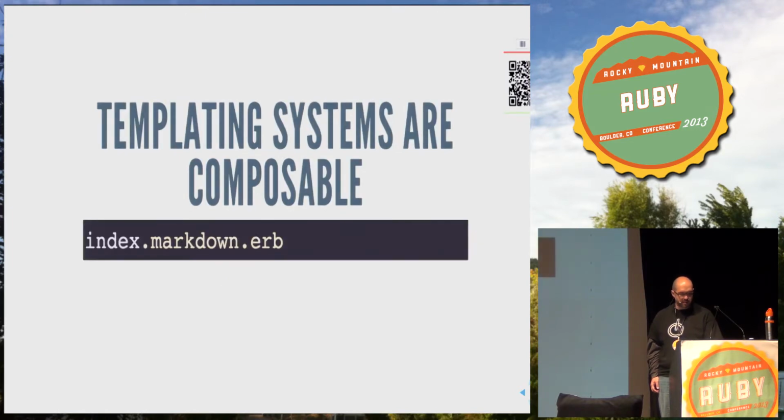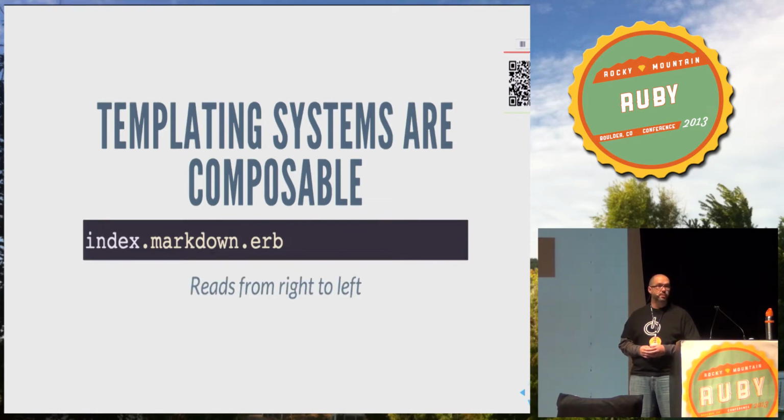The nice thing about the templates is that they are composable. You can go ahead and, for example, use ERB to insert values into your Markdown template before you pass it to Markdown and turn it into an HTML document. It reads from right to left. So you start with ERB, Markdown, and then the index itself. Or you're probably more familiar with index.html.erb as a way to present it.